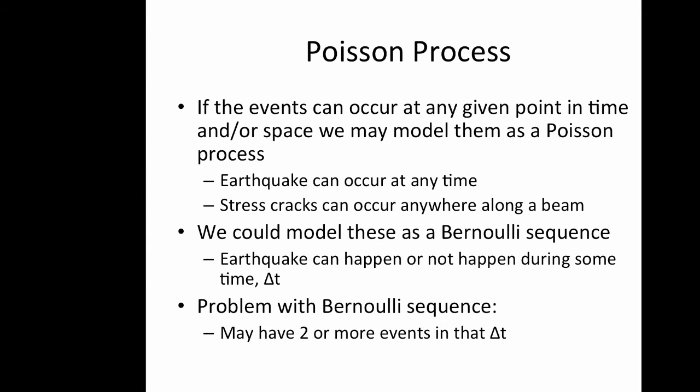Moving on to a Poisson process. If the events can occur at any given point in time or space, at any temporal moment, or any spatial, or both together, we can model them as a Poisson process. Some examples of these would be an earthquake can occur at any given time. Stress cracks can occur anywhere along a beam. So there's a temporal example and a spatial example.